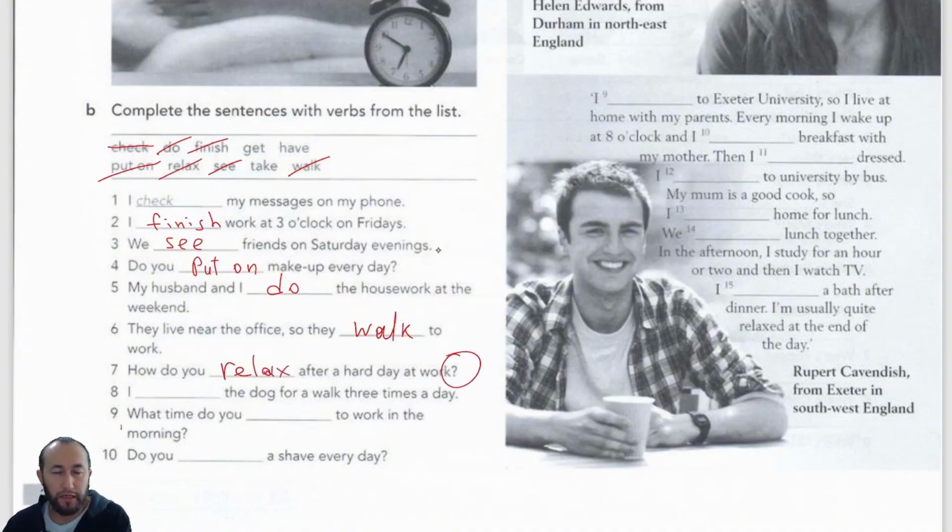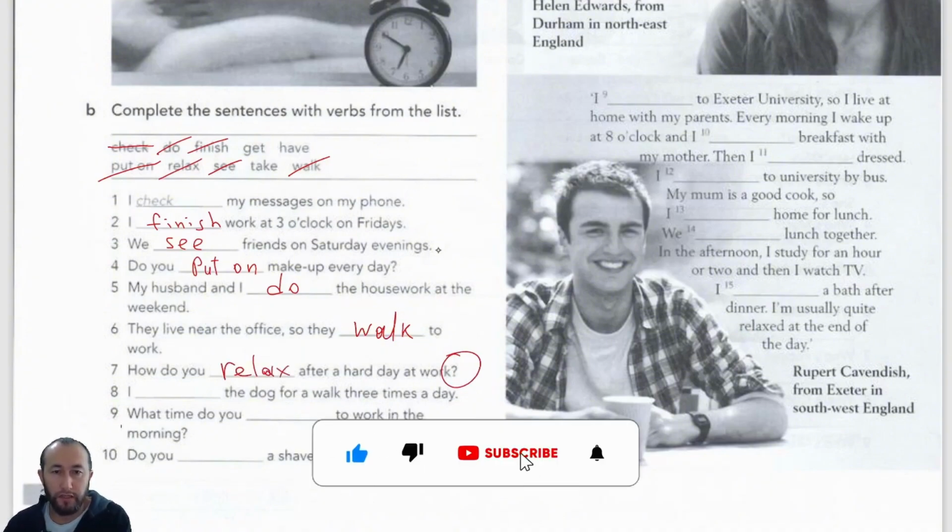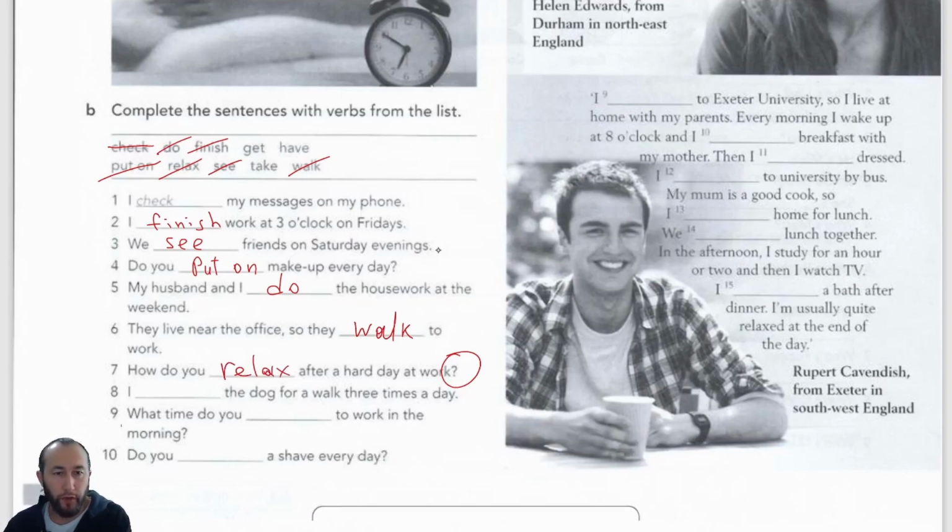How do you relax after a hard day at work? Okay, that's good. Number 8, I take the dog for a walk. So take the dog. So I take the dog for a walk 3 times a day. So take is gone.